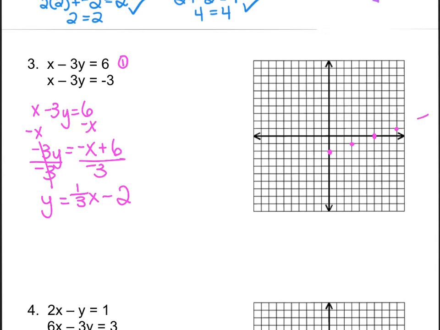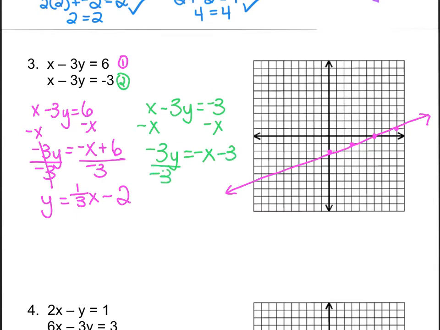And I can see there is my first line. So I'm going to switch colors. I'm going to make this second one green. And I'm going to do the same thing by getting it in slope-intercept form. We always need our lines in slope-intercept form so that we can graph them. So I've got negative 3y equals negative x minus 3. Again, divide by negative 3. And you get y equals 1/3 x plus 1.